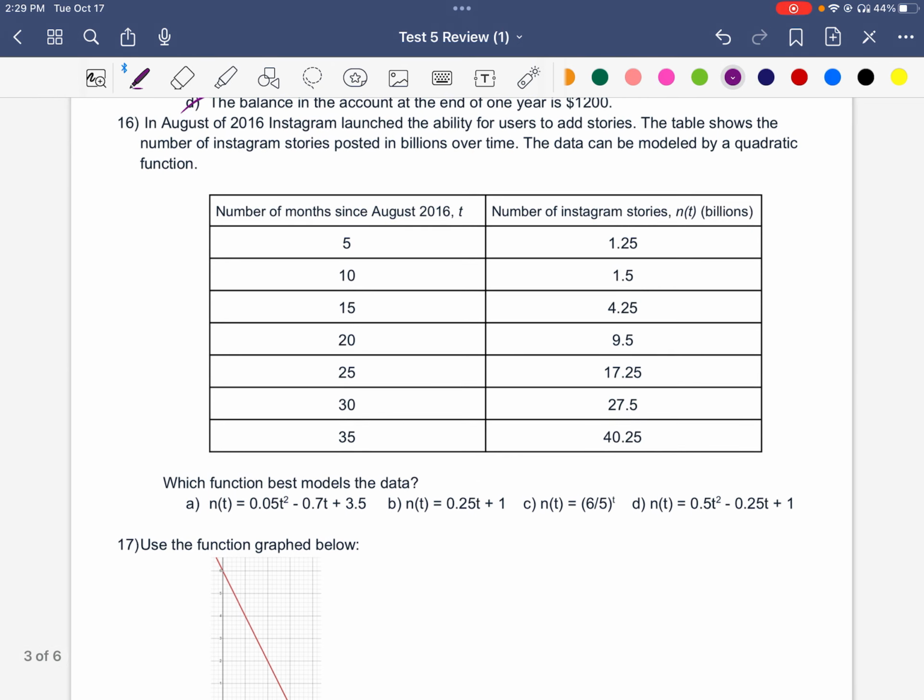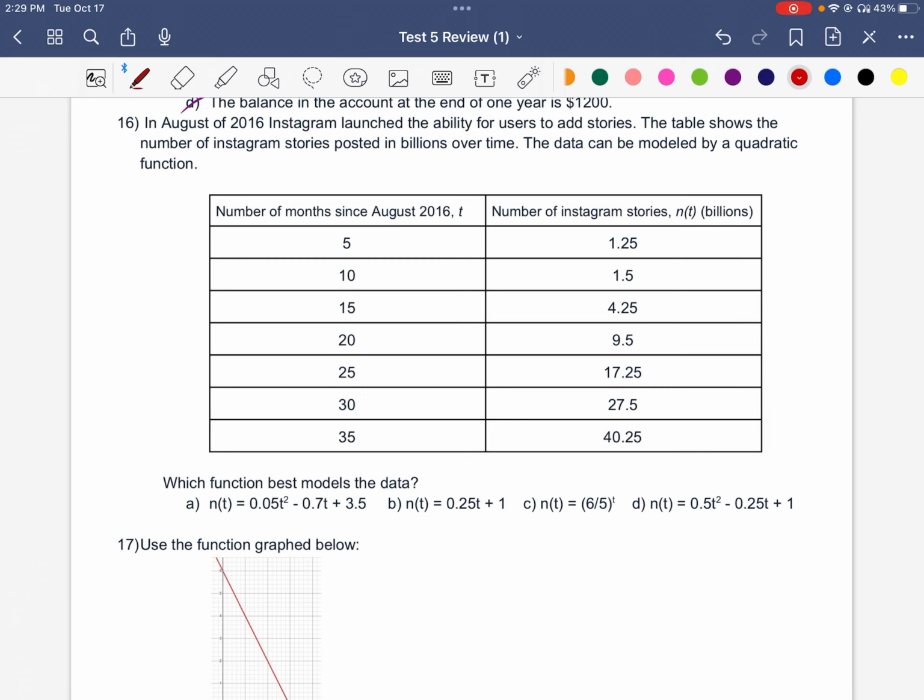In August of 2016, Instagram launched the abilities for users to add stories. The table shows the number of Instagram stories posted in billions over time. The data can be modeled by a quadratic function. Which function best models the data?